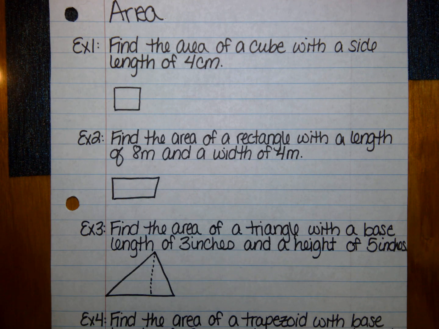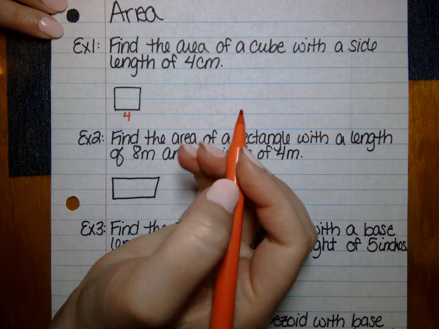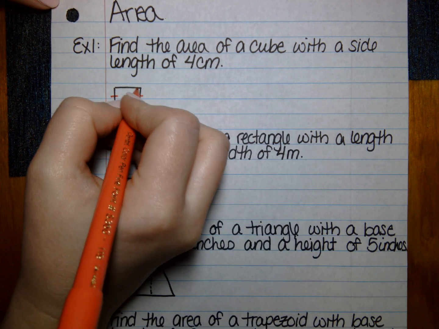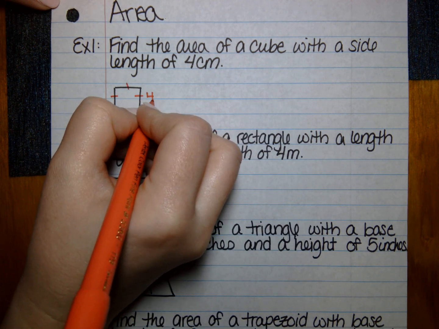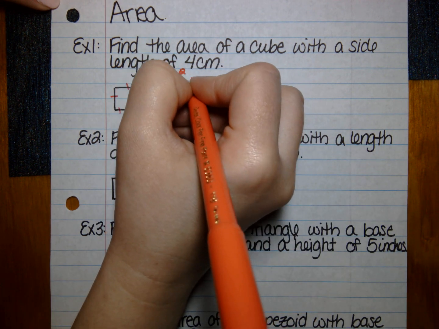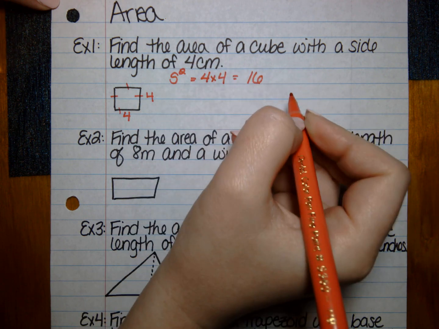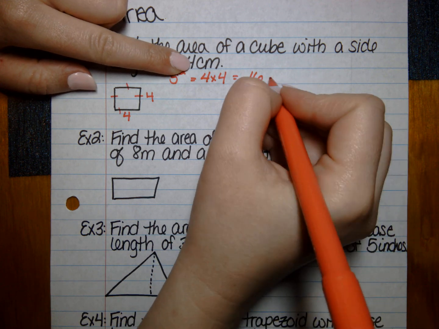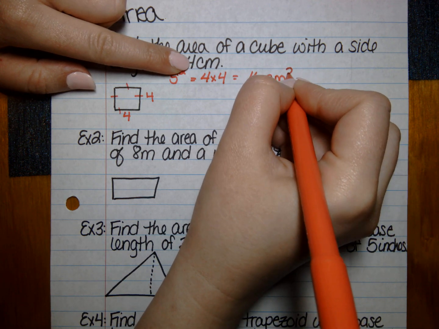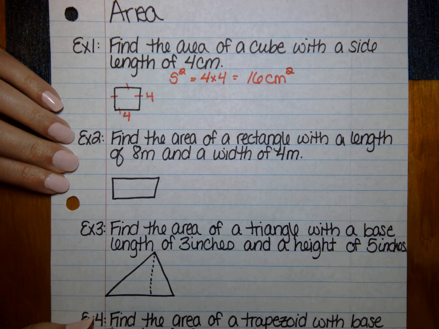So I have, find the area of a cube with a side length of 4 centimeters. If the side length is 4, we know that in a cube, all 4 sides are identical. So if this is 4, then that's 4 as well. The equation is just side squared, so I'm going to do 4 times 4, which gives me 16. My unit was centimeters, and my unit is going to be squared because you're doing centimeters times centimeters. You're doing that same unit multiplied twice, so that's why your exponent is a 2.